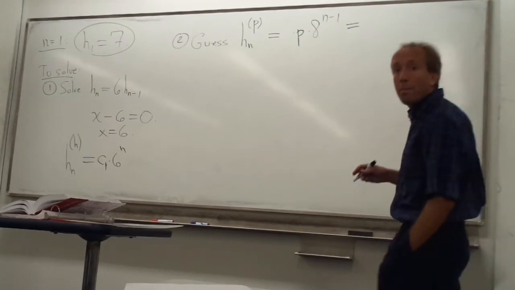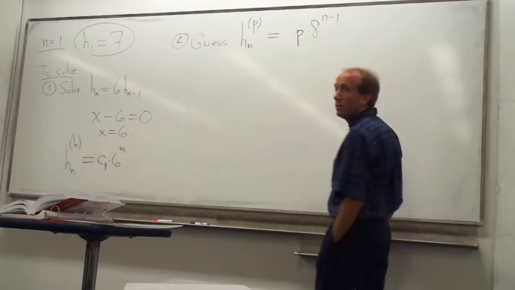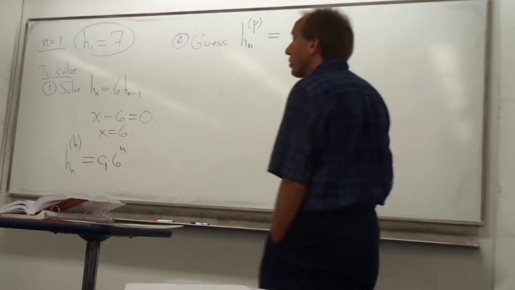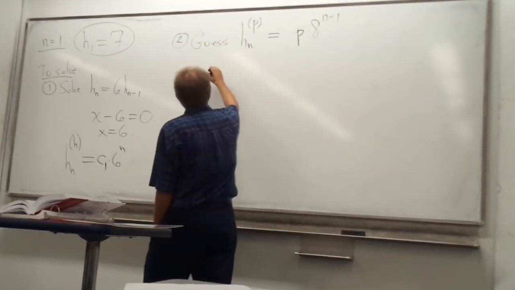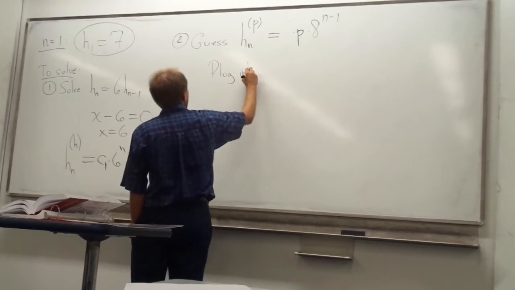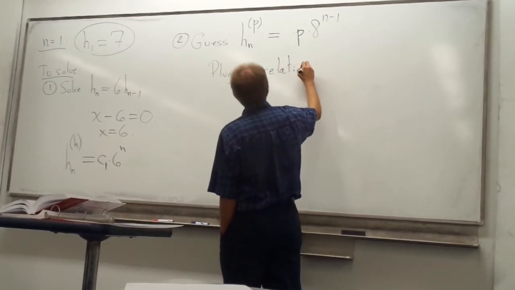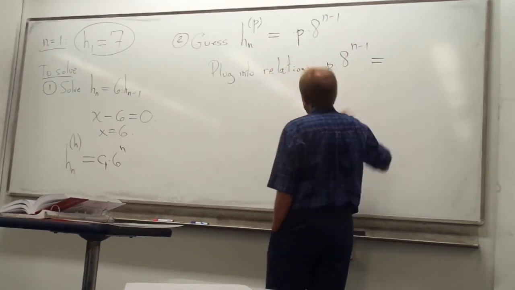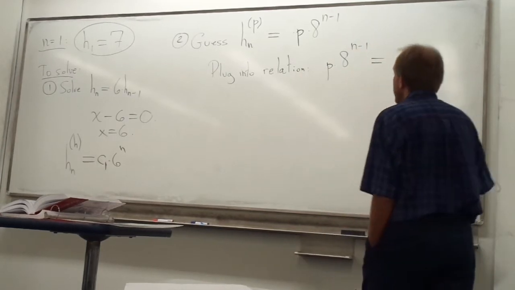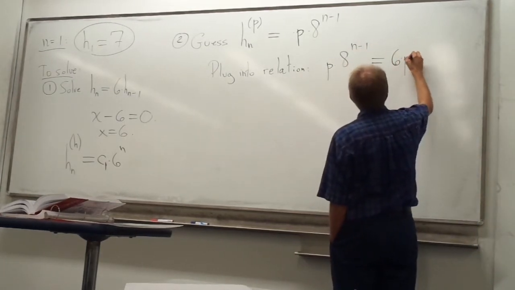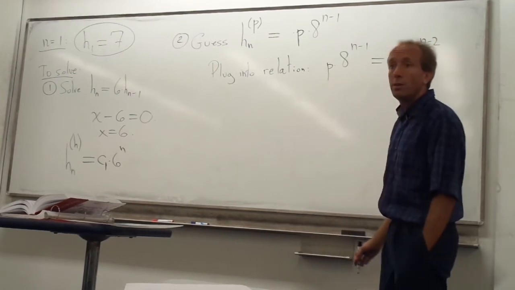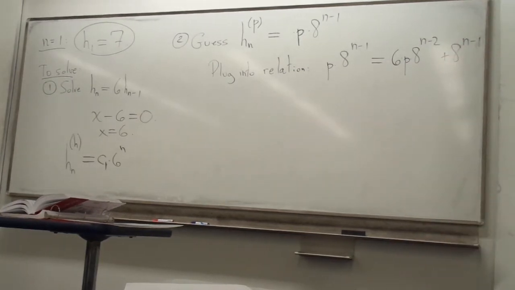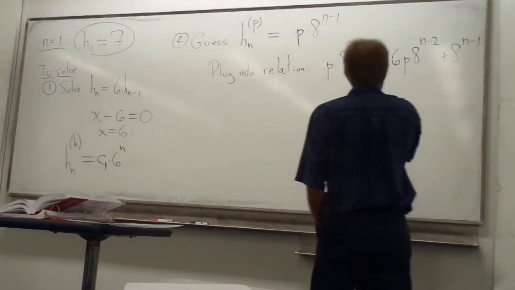And then we just do what with that? Substitute it in. Yeah, you just plug it into your recurrence relation on both sides. So on the left side, that will give me h sub n, so it's p times 8 to the n minus 1 equals, on the right side, I get 6 times h sub n minus 1, which will be p times 8 to the n minus 2, plus 8 to the n minus 1, right? Okay? And from there, I'm just trying to solve this for p.